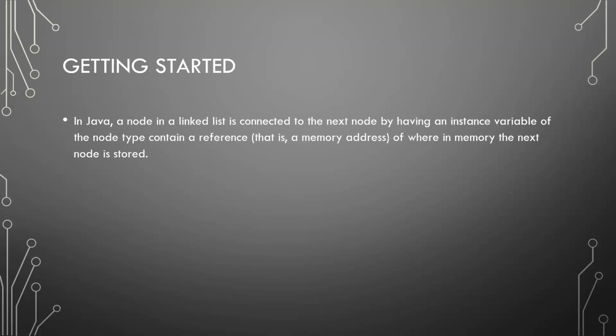Now in Java, a node in a linked list is connected to the next node by having an instance variable of the node type contain a reference, or a memory address, of where in memory the next node is stored.